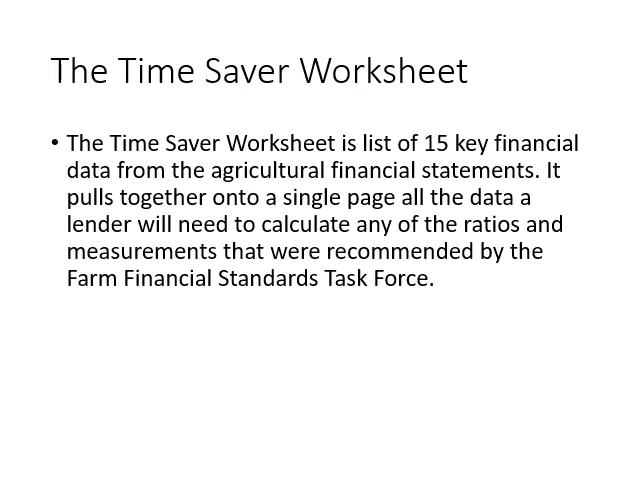One of the things that David Kohl does in the book is that he puts together what he calls a time saver worksheet. In other words, these are 15 key financial data from financial statements that we have been going through. And it comes back to the recommended ratios in terms of how we're analyzing credit and analyzing financial performance back to the Farm Financial Standards Task Force.